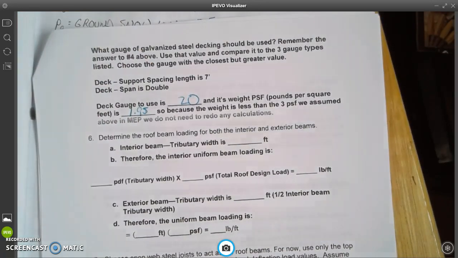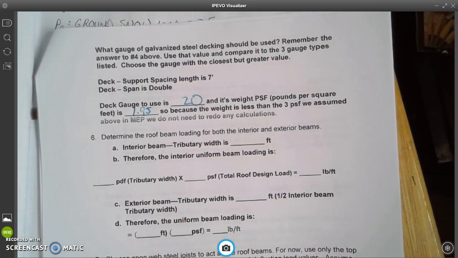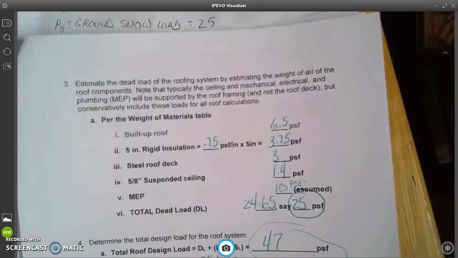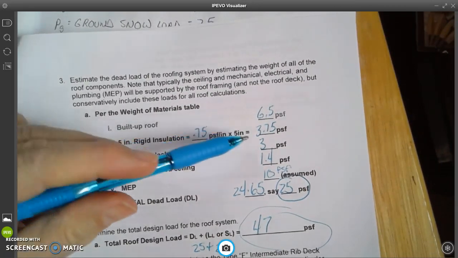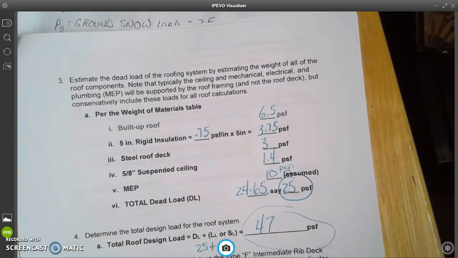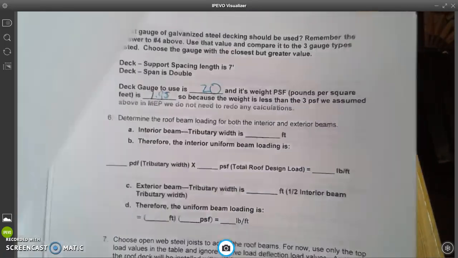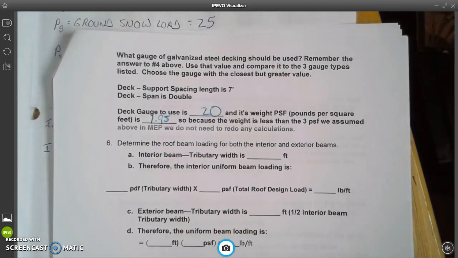Because that weight is less than the 3 pounds per square foot that we assumed above in the MEP, we don't have to redo any calculations. I'll show you that. Here we go. This is the steel roof deck that we assumed. That value was 3. 1.95 is less than that. So we don't have to redo any of our calculations. Now numbers 4 and 5 are completed.